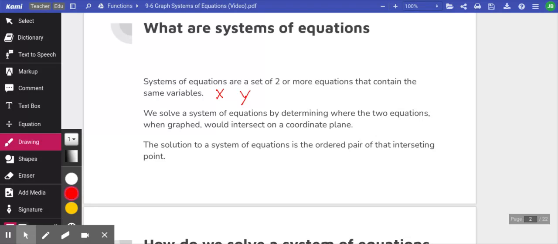We can solve a system of equations by determining where those two equations are going to intersect. In this particular lesson, we're going to look at where they intersect when we graph them. Now, there is an algebraic method to this, and we're going to get into that in another video. However, right now we want to focus on how we graph two different equations and find their intersecting point. The intersecting point is then the solution to the system of equations, meaning it is the value where x and y are equal in both equations.